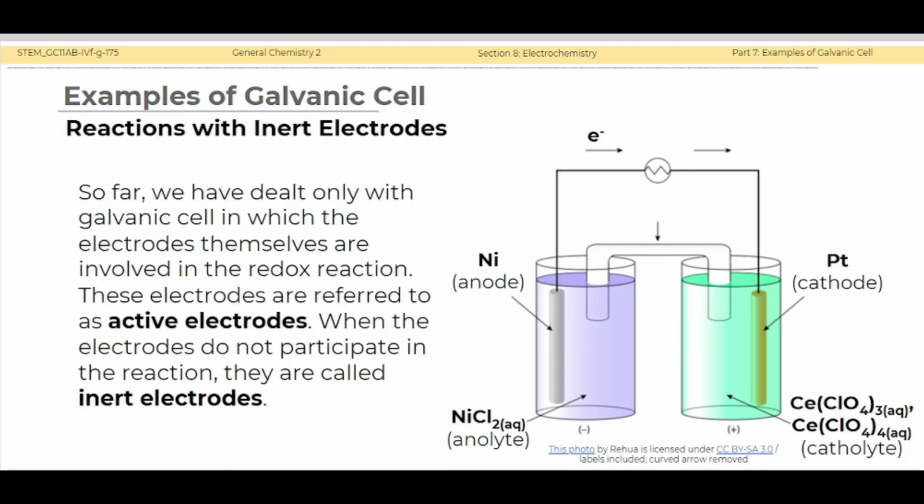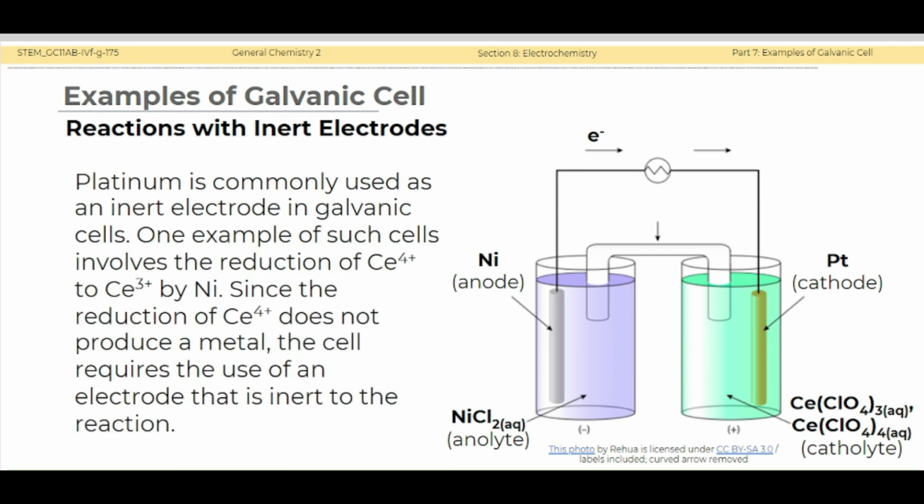So far, we have dealt only with galvanic cell in which the electrodes themselves are involved in the redox reaction. These electrodes are referred to as active electrodes. When the electrodes do not participate in the reaction, they are called inert electrodes. Platinum is commonly used as an inert electrode in galvanic cells.